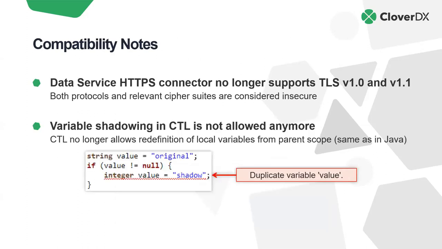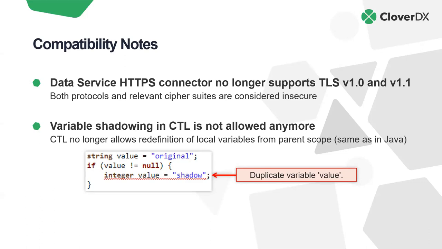And as usual, we've made hundreds of other changes, whether they are small bug fixes or improvements throughout the whole product. There are two larger changes that relate to something that might cause compatibility issues. The first one is that we removed support for version 1 and 1.1 of TLS. These protocols are both considered insecure and outdated, so data services can no longer use them when you deploy data services as HTTPS. I hope that not many customers have been affected by this and that everyone already used newer protocols for hosting their data services.